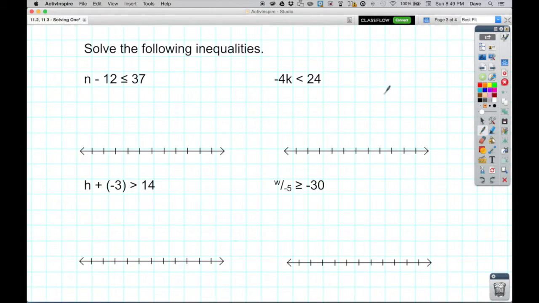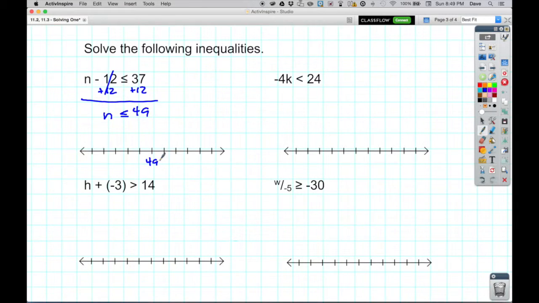So when you do problems like these, hopefully you treat them just like equations except for that one extra rule. Here, n minus 12, I'm going to add 12. All right? But adding doesn't do any of this flip-flopping we've been talking about. So we would do this just like a regular equation. We just drop the numbers down. Notice how I did not change the symbol.